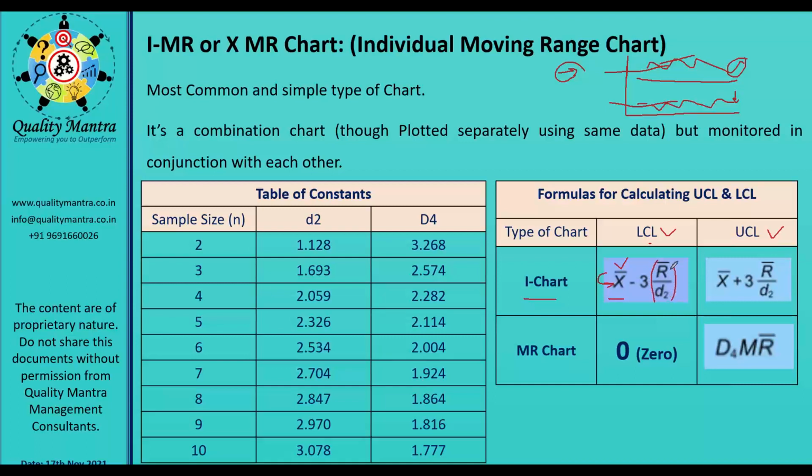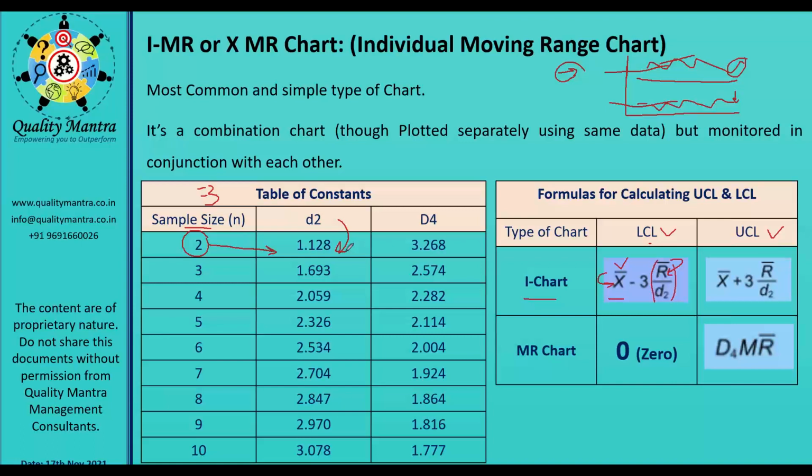Where will R bar come from? R bar means the average of the range. So whatever range you have calculated, the average of that range. And the D2 value depends on the sample size, basically your subgroup, of which data you are going to take the range. So you are calculating the range of 2 data, individual data. 1 and 2, its range; 2 and 3, its range. It means the sample size will be 2 and the D2 value will be 1.128.